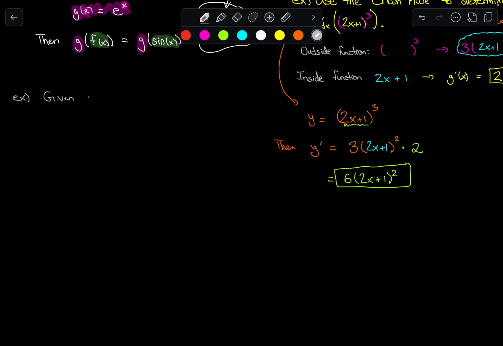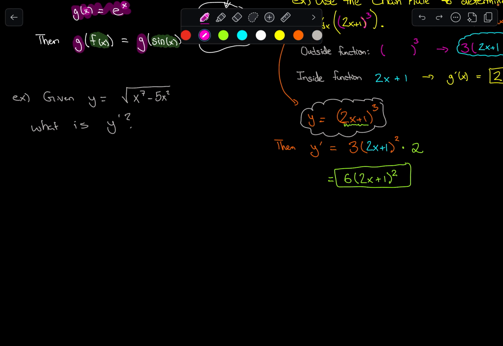given y is equal to the square root of x to the 7th minus 5x squared, what is y prime? Okay, so this one's a little bit trickier in the sense that it doesn't look exactly like the same thing as what we had on the right-hand side. With this 2x plus 3 cubed, we were able to identify an inside and an outside function. We're going to do the same thing for the one that's here on the left.